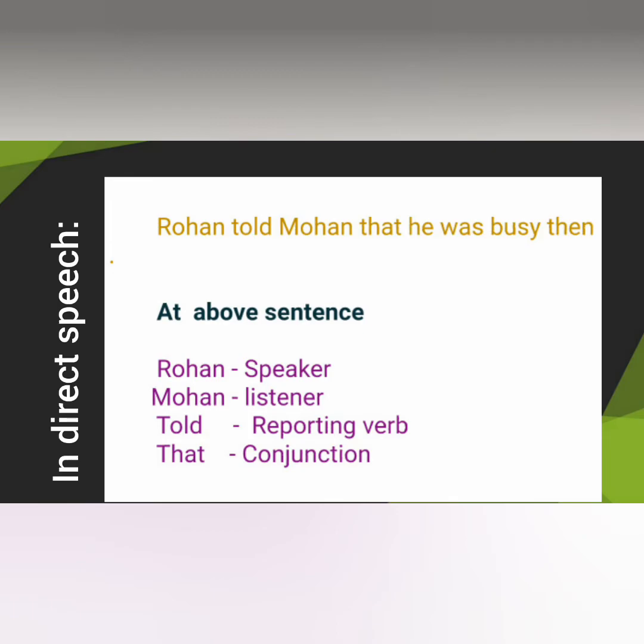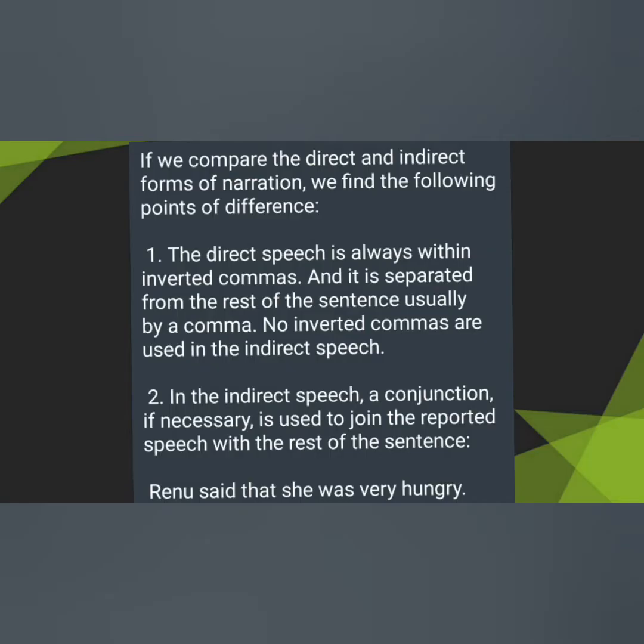If we compare the direct and indirect forms of narration, we find the following points of difference. The direct speech is always within inverted commas and it is separated from the rest of the sentence usually by a comma. No inverted commas are used in the indirect speech. In the indirect speech, a conjunction, if necessary, is used to join the reported speech with the rest of the sentence. Renu said that she was very hungry. Here that is the conjunction.